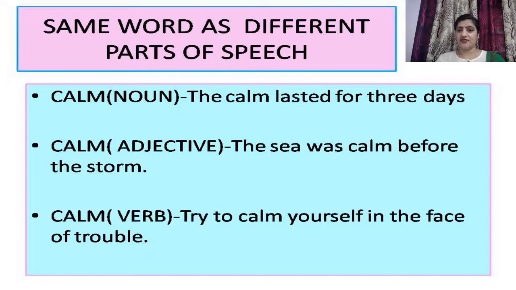Calm as an adjective: The sea was calm before the storm. So calm has been used for the noun sea. It's describing the noun sea, so it's an adjective here. Calm as a verb: Try to calm yourself in the face of trouble. So don't lose your nerves and try to remain cool. This is what it means.